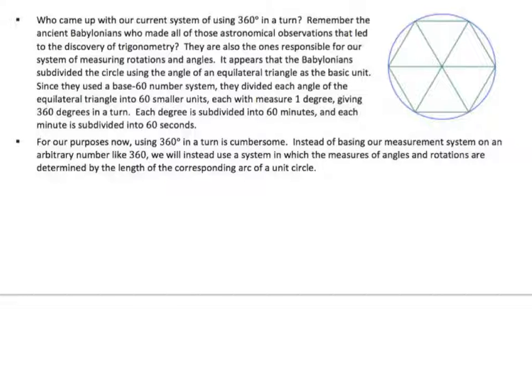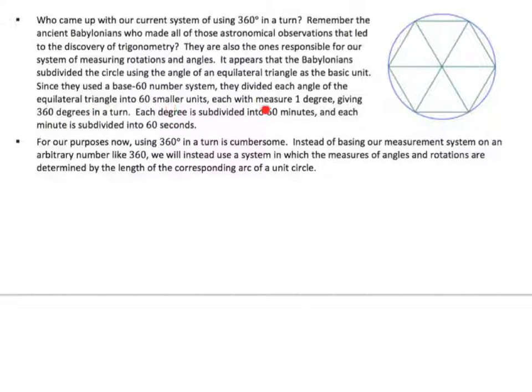It appears that the Babylonians subdivided the circle using the angle of an equilateral triangle as the basic unit. And if you remember, equilateral triangles have 60-degree angles. Since they used a base 60 number system, they divided each angle of the equilateral triangle into 60 smaller units, each with a measure of 1 degree, giving 360 degrees in a turn. So we've got 6 times 60. Inside the 60, they subdivided into 1 degree. Each degree is subdivided into 60 minutes, and each minute is subdivided into 60 seconds.